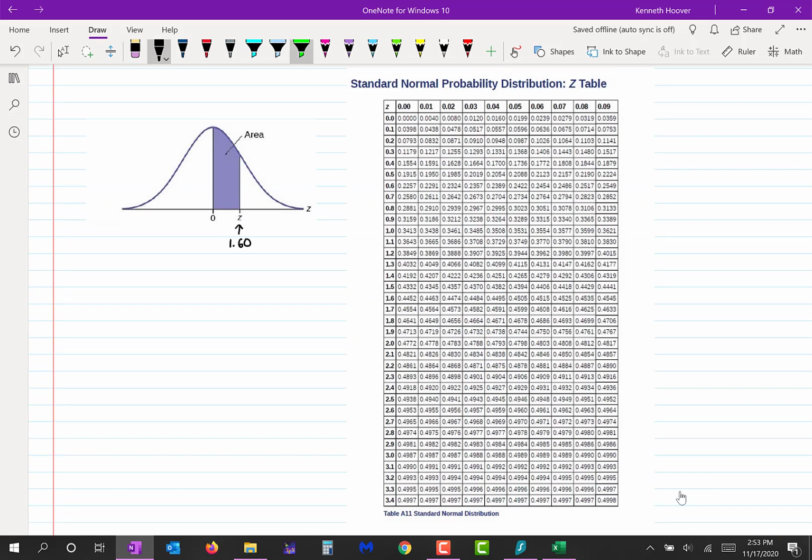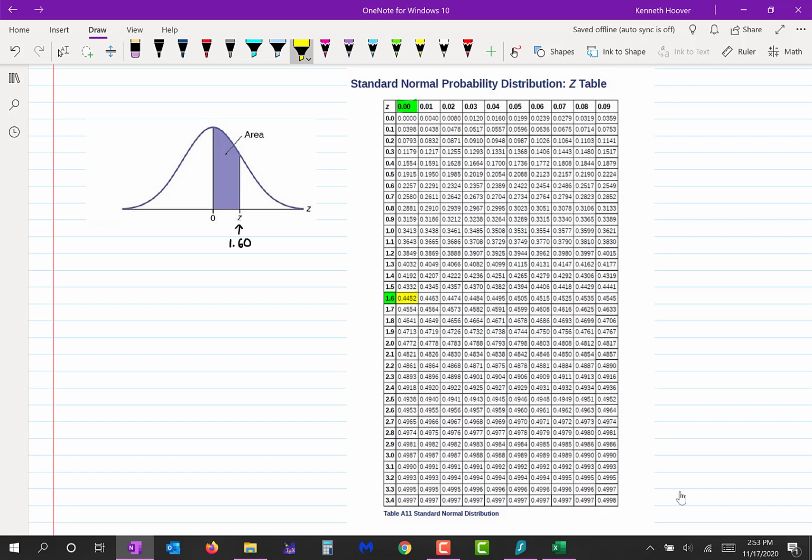Okay, so I want to look up 1.60. So I go down the left-hand column, the margin. There's 1.6. Along the top, I go to 0.00. So that's going to tell me 1.60. Where do those cross? They cross right here.